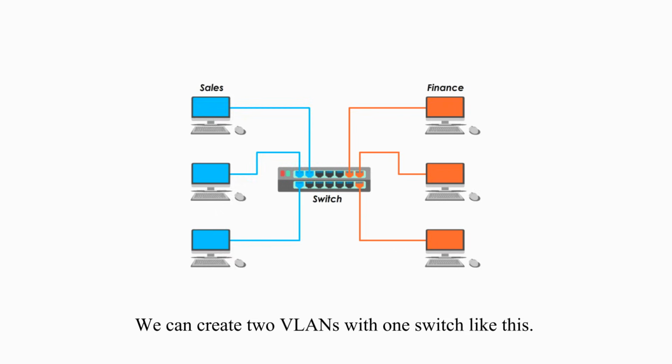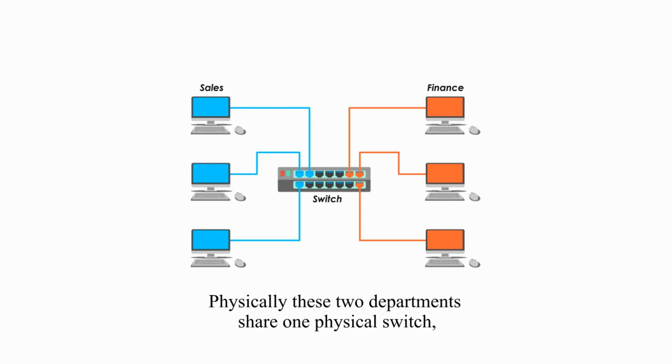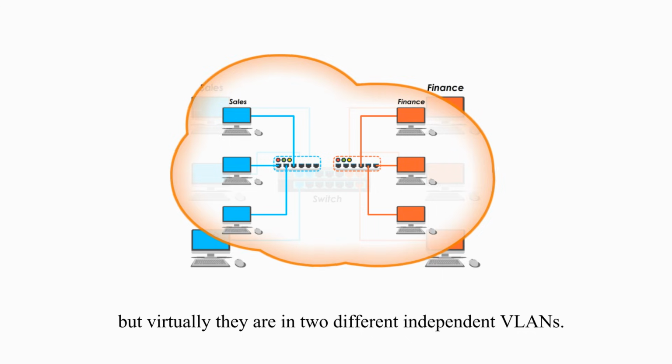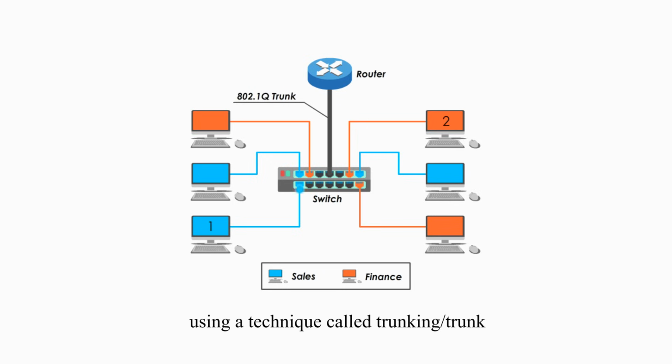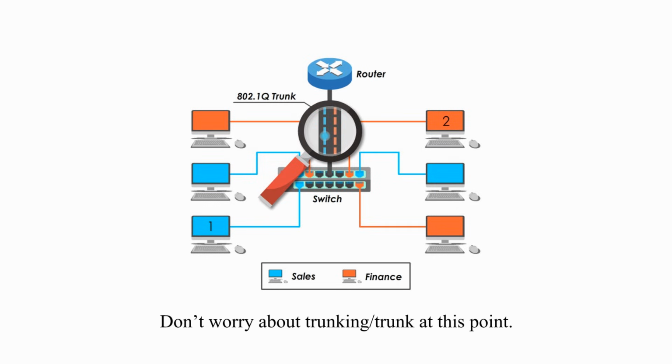Solution 2. We can create two VLANs with one switch like this. Physically, these two departments share one physical switch, but virtually, they are in two different independent VLANs. We can also add one router so that two VLANs can talk to each other using a technique called trunking or trunk. Don't worry about trunking or trunk at this point. All we need to know now is trunking or trunk can carry different network data over one physical line simultaneously.